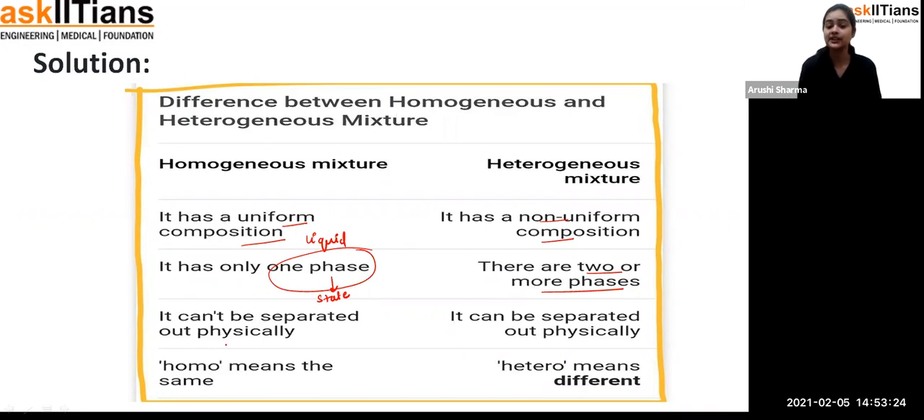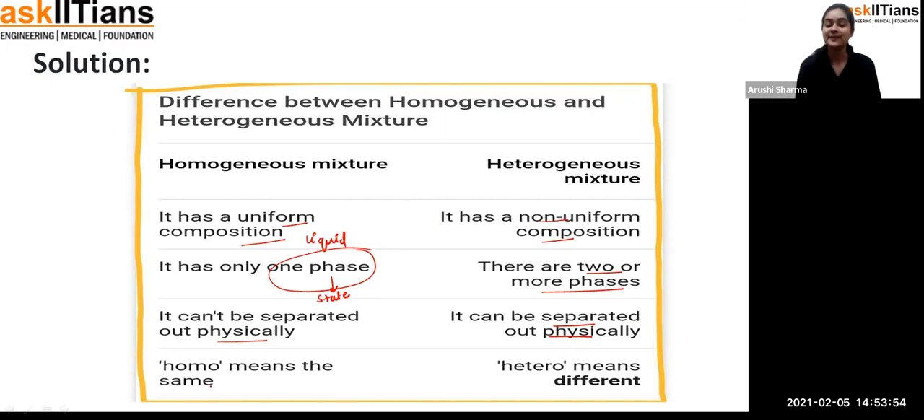It can't be separated out physically. Obviously, when we have added the salt into the water or sugar into the water, we can't separate it out by using our hand. But in the heterogeneous, we are able to separate them out physically. For example, students, the sand has some small pebbles or stones also. Those stones we are able to separate out by using our hand. So that's how homogeneous mixtures cannot be separated out physically, but heterogeneous mixtures can be separated out physically as well.